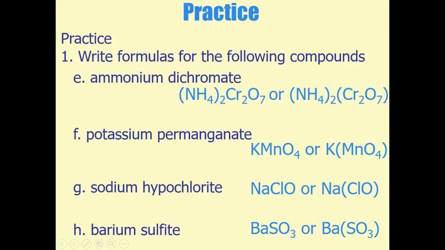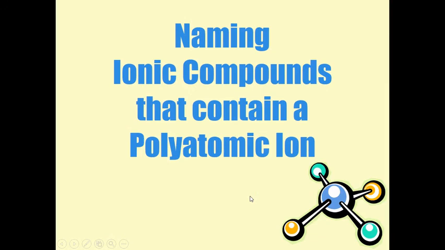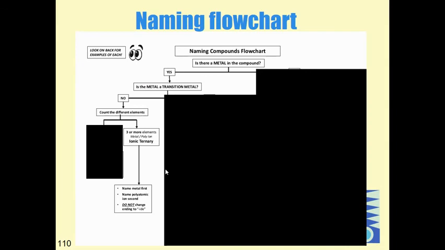Okay, the last thing we're going to talk about in this unit is now naming ionic compounds that contain polyatomics. So we just talked about writing the formulas, but now we got to talk about naming. And this is pretty easy if you can do the rest of the naming. So now we're going to look at our flow chart, one of the parts we haven't done yet.